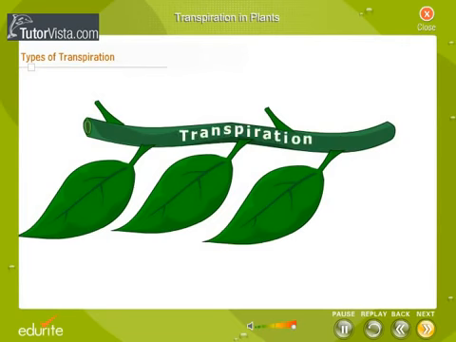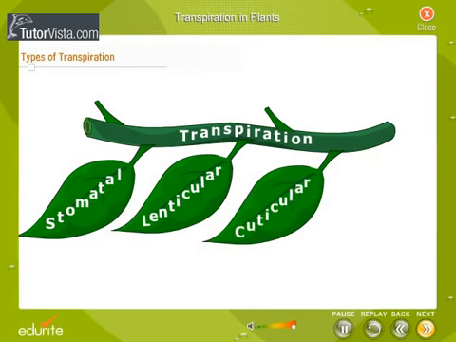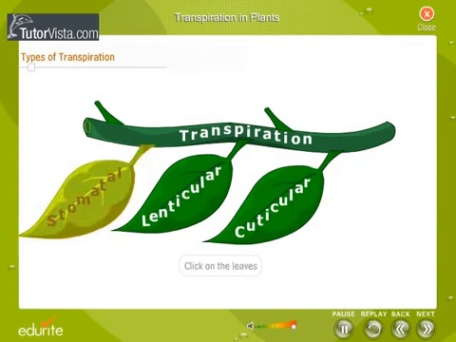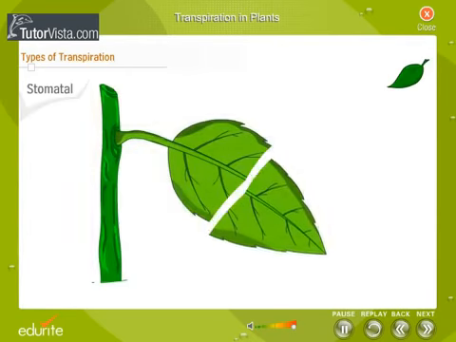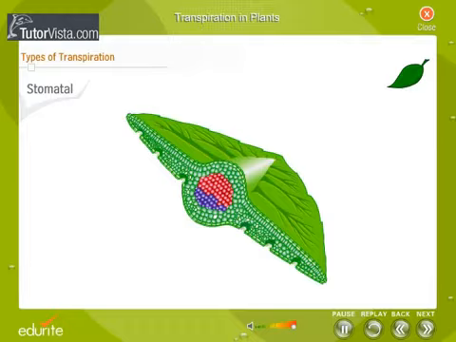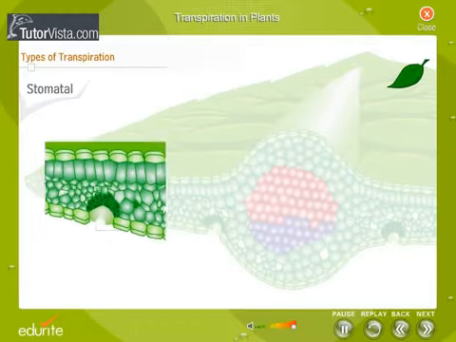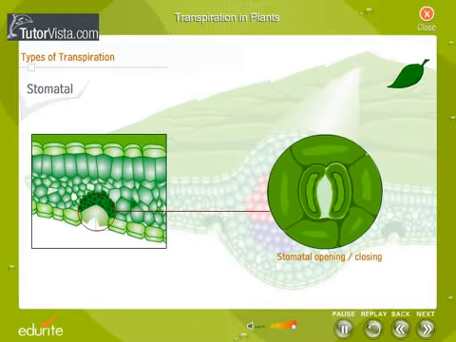There are three types of transpiration depending on the site of transpiration. They are stomatal transpiration, lenticular transpiration, and cuticular transpiration. Stomatal transpiration. Stomata are openings on the leaf surface through which transpiration takes place. The stomata are surrounded by guard cells which help the stomata to open and close.